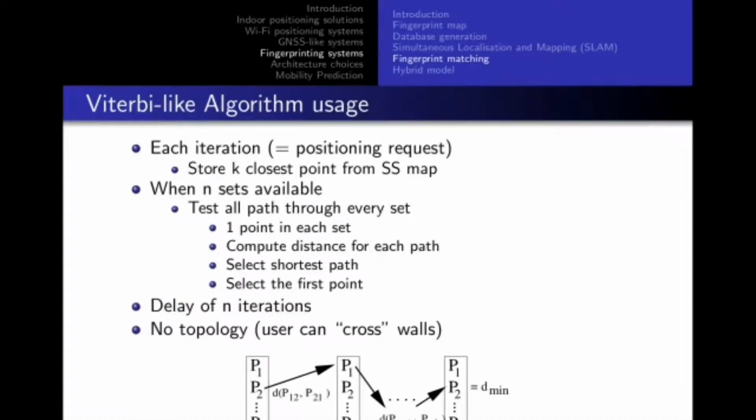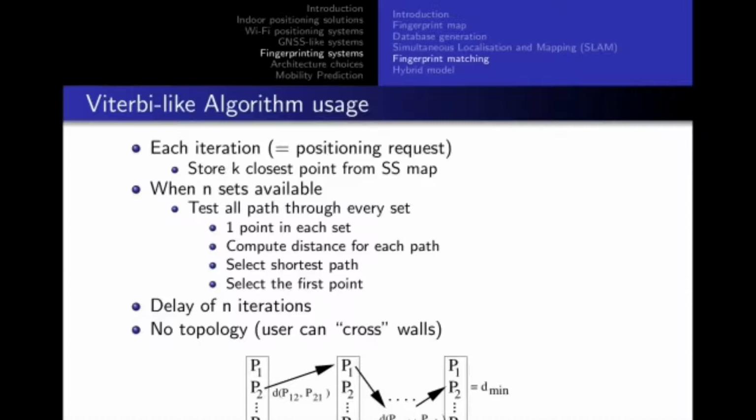To use the tracking information and find the most likely path of the mobile device, we can also use a Viterbi-like algorithm. So how does it work? On each iteration, which means each positioning request, instead of choosing only the closest point in the fingerprint database, we will search for the k closest points in this fingerprint database.